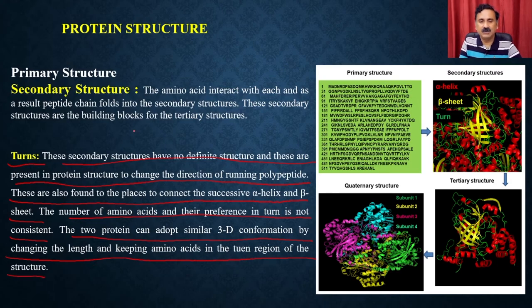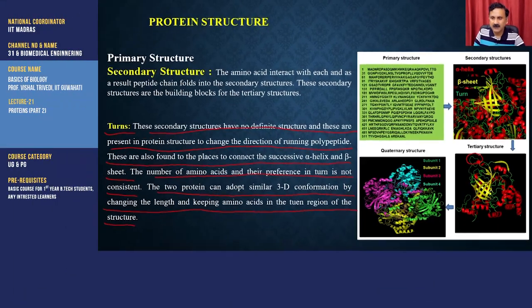So a turn is an unstructured region, and it does not have a defined structure, but it has very huge significance in providing flexibility to different types of protein structures. For example, you can have two different protein structures whose amino acid sequences are different, but they may adopt an identical structure simply by changing the length of the loops. You can see that these are the loops. What you see here, this green colored region, is called the loop or the turn.